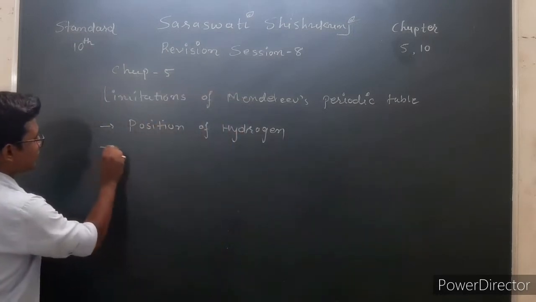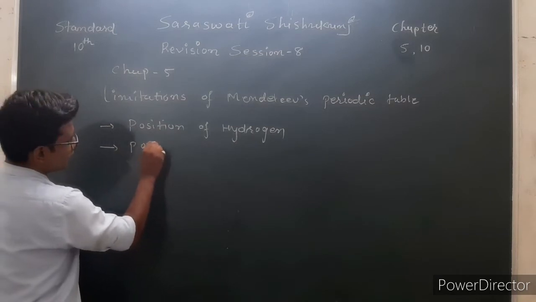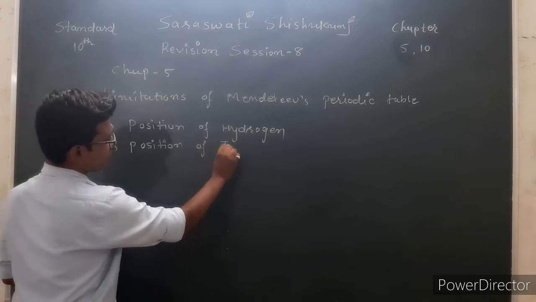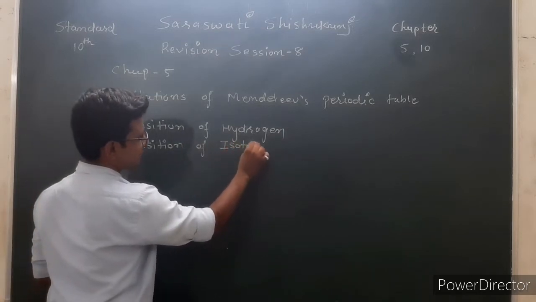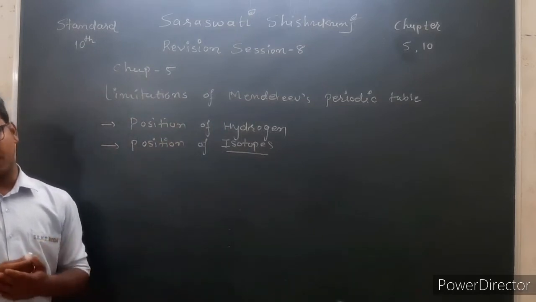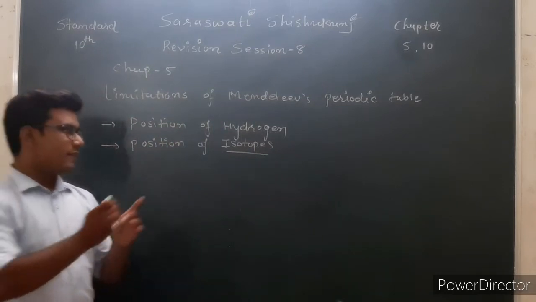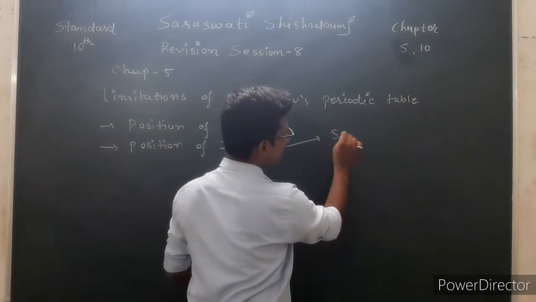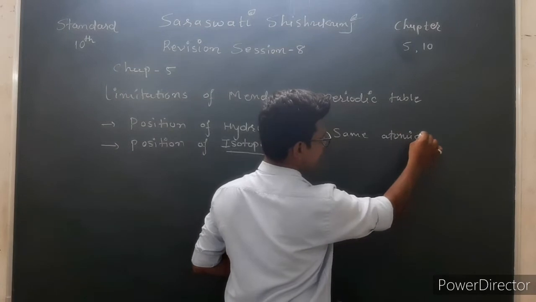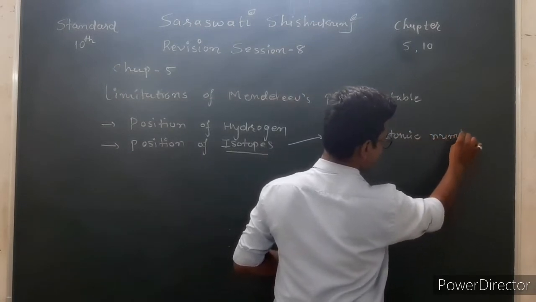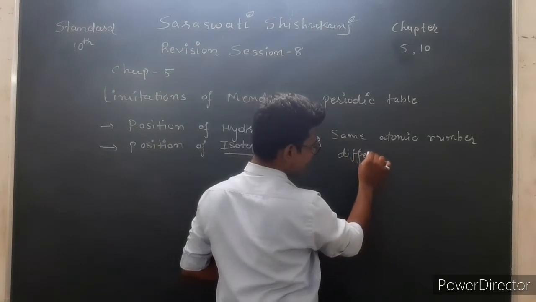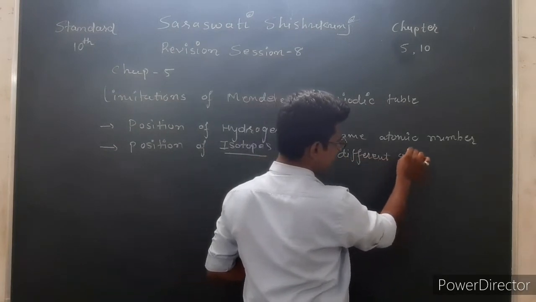The second limitation is the position of isotopes. Now we know what isotopes are. Isotopes means elements having the same atomic number and different atomic mass.